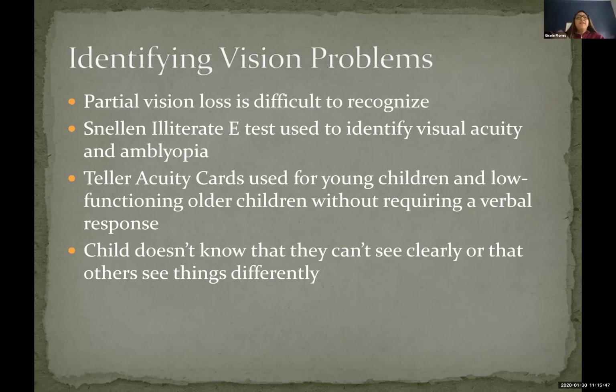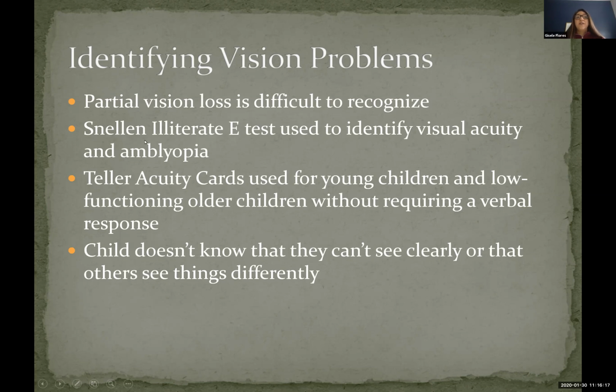So how do you identify vision problems? We talked about how partial vision loss is really difficult to recognize in young children because they're not going to tell you, I see things differently or I can't see, because they don't know the difference. They think everyone is seeing like they're seeing. And so young children who can't talk or have little language or maybe can talk but don't know that there's anything wrong aren't going to be able to tell you that there's something wrong.